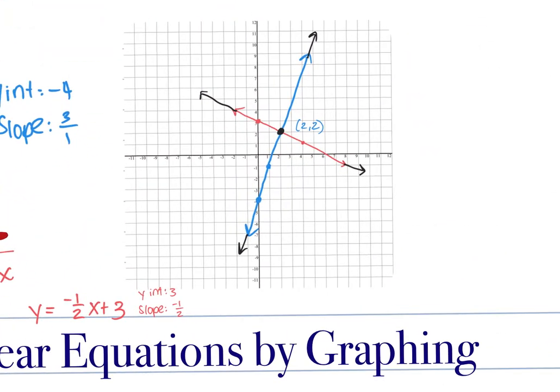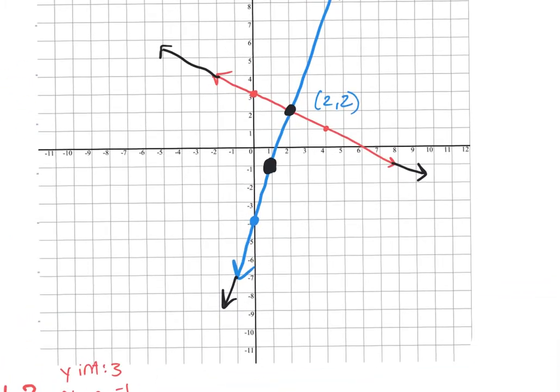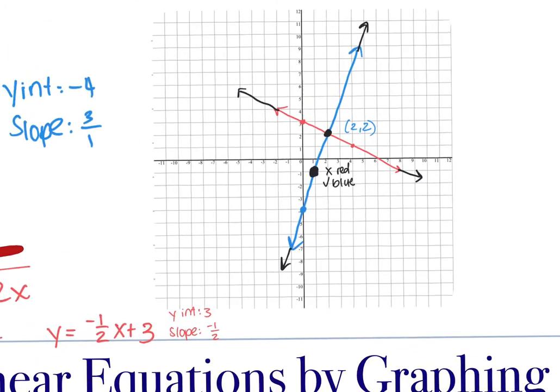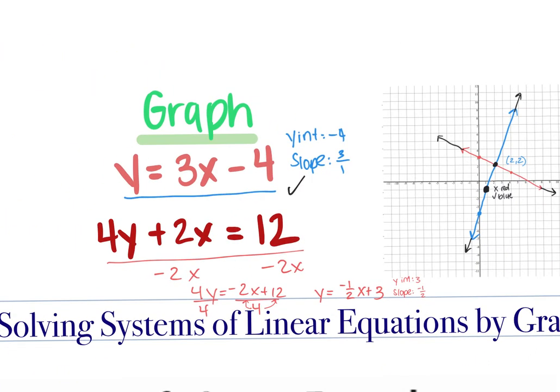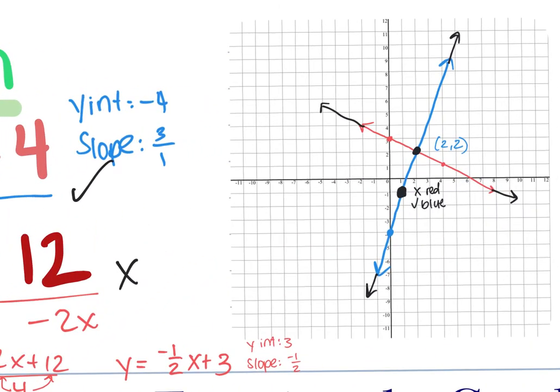So, if we picked the point 1 comma negative 1, does that point work for the red equation? Is the red line going to go through that point? No. So it doesn't work for red, but does it work for the blue? Yeah. So this would be an example where if we were to plug 1 comma negative 1 into the blue equation, it would work. But if we plugged it into the red one, it wouldn't work. Do you guys see that?